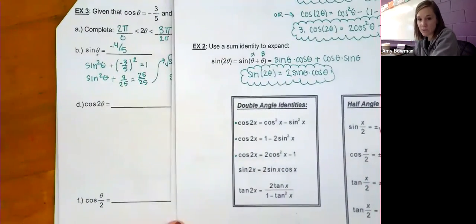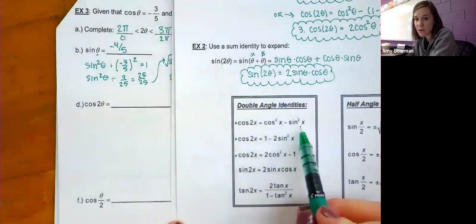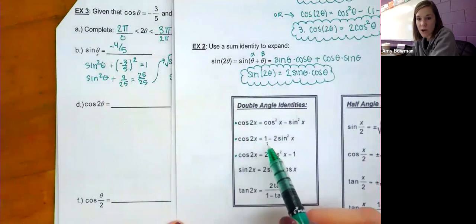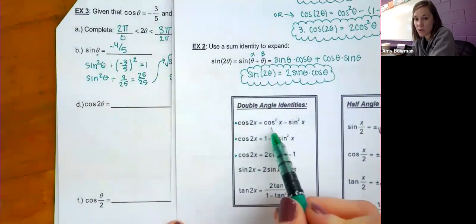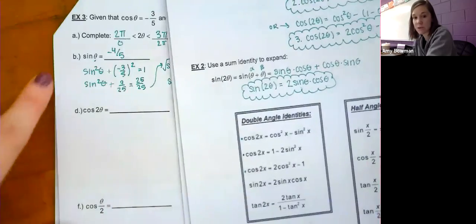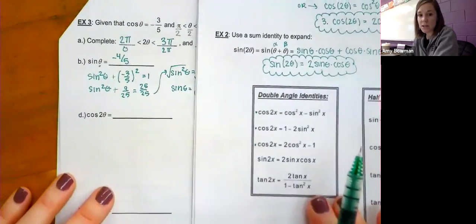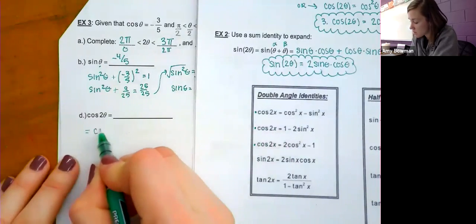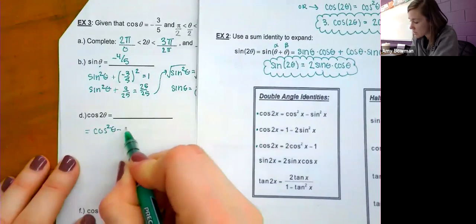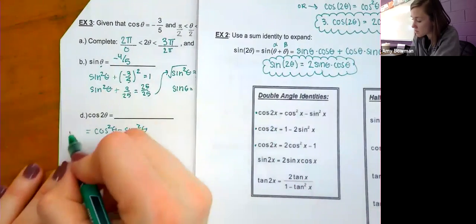We have 3 options for this formula. Do I want to use the double angle formula that is cosine squared minus sine squared? We could use 1 minus 2 sine squared or 2 cosine squared minus 1. It doesn't matter what you choose. Because we know both the cosine and the sine of theta, now that we just did that, I'm just going to go ahead and use this top formula here. So the cosine of 2 theta is the cosine squared theta minus sine squared theta. I'm just directly applying my formula right here.